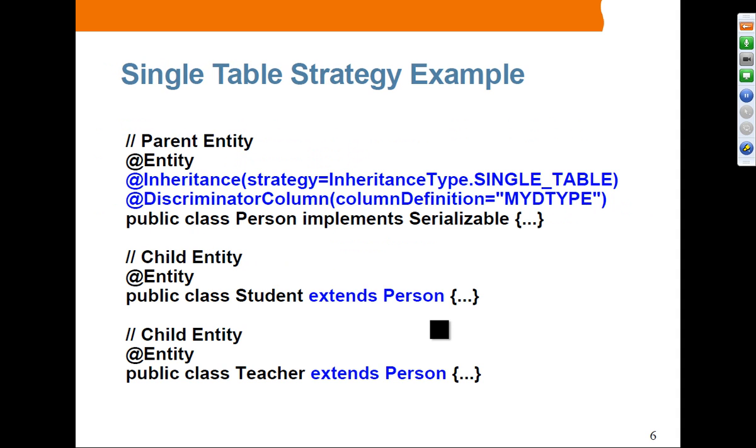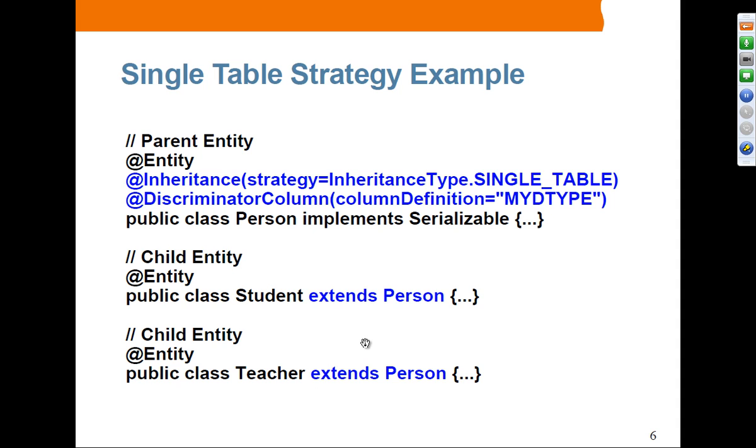So these are the single table strategy annotations. Again, this is the default: @Inheritance with InheritanceType.SINGLE_TABLE. And if you want a different discriminator column name, then you can use the DiscriminatorColumn annotation. In this example, we have a parent entity class of Person. Then we have two child classes, one is Student and the other one is Teacher, and they extend Person.